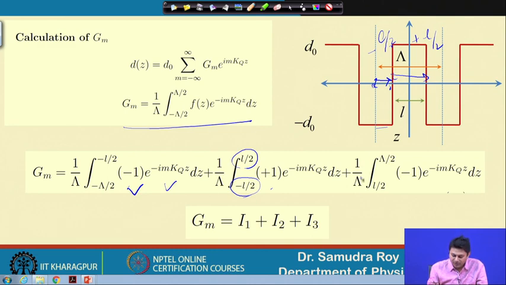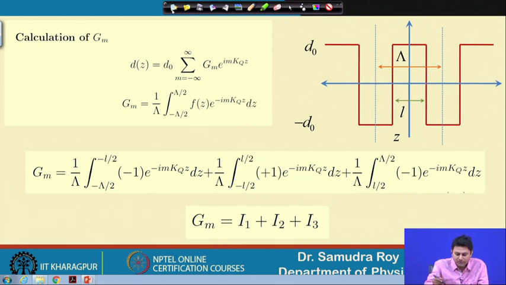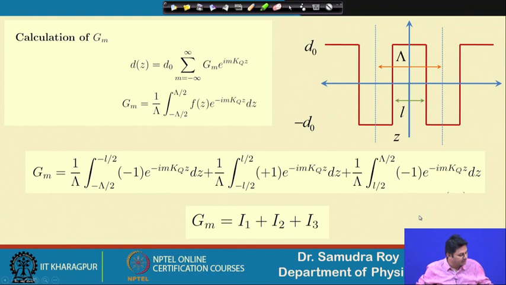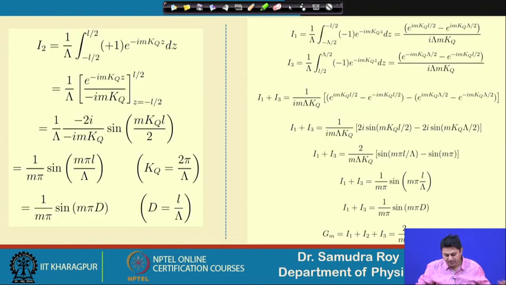And finally, we have 1 by lambda from plus L by 2 to plus lambda by 2, minus 1 times e to the power i m kz z. So, we can divide the total integration into 3 parts. The first part I call I1, the second part I2, and the third part I3. Now the next thing we need is to evaluate I1, I2, I3 independently, and then I find what my Gm is.